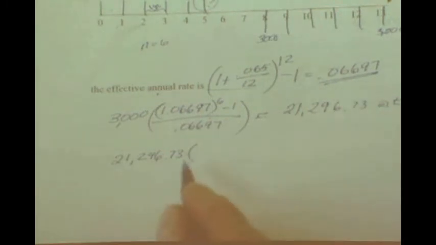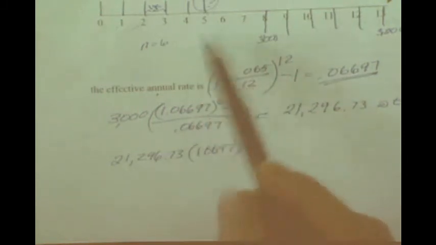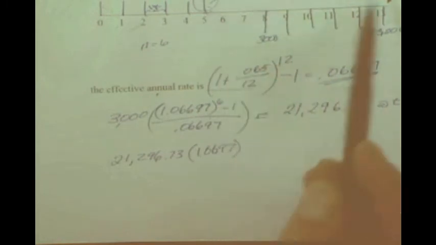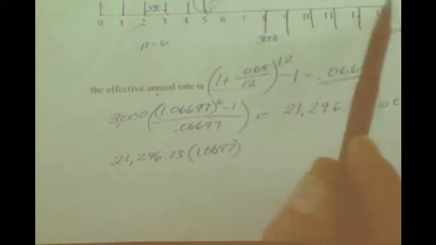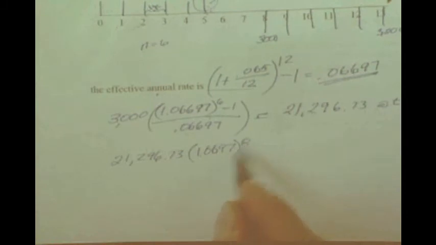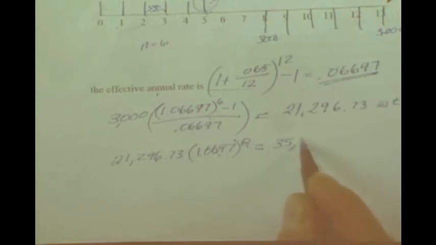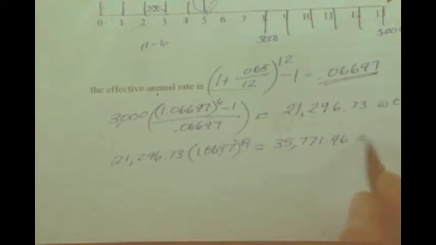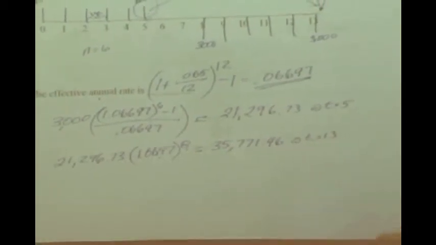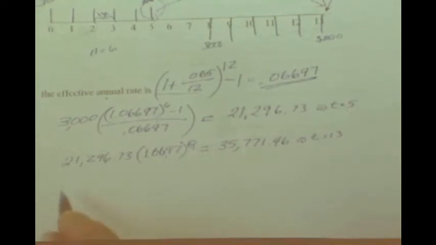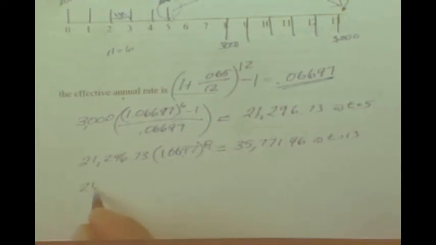I've built an annualized rate, so why not use it? Five from 13 is 8, so that's 8 years. I want to move it forward in time. Annual rate, 8 yearly periods. We'll end up with $35,771.46. Now, of course, we could have used our building block equation like this, too.